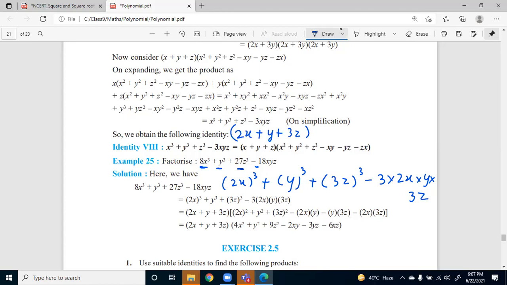This should come in one bracket. In another bracket, x square: 2x whole square, that is 4x square. y square is y square. z square: 3z whole square, that is 9z square. Minus xy, so what is minus xy? Minus 2xy. What is yz? Minus 3yz. And what is zx? Minus 3 times 2, just 6zx.